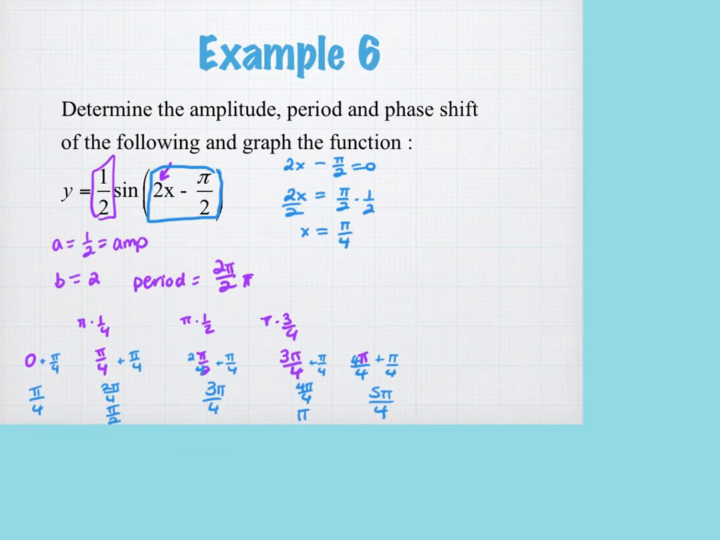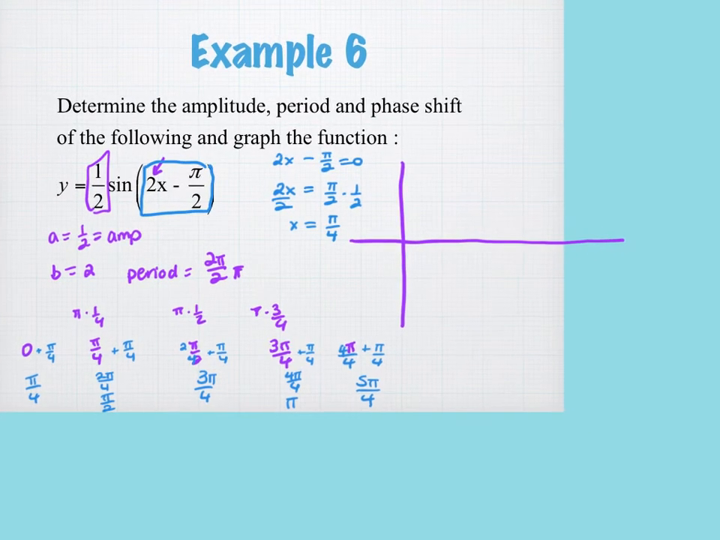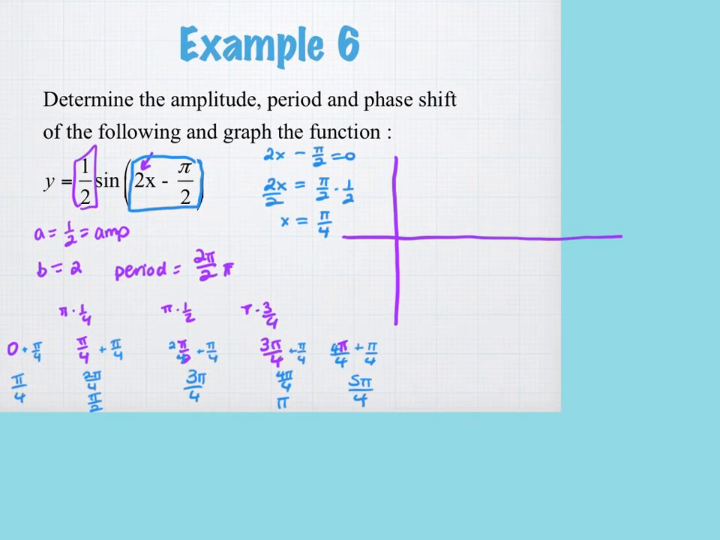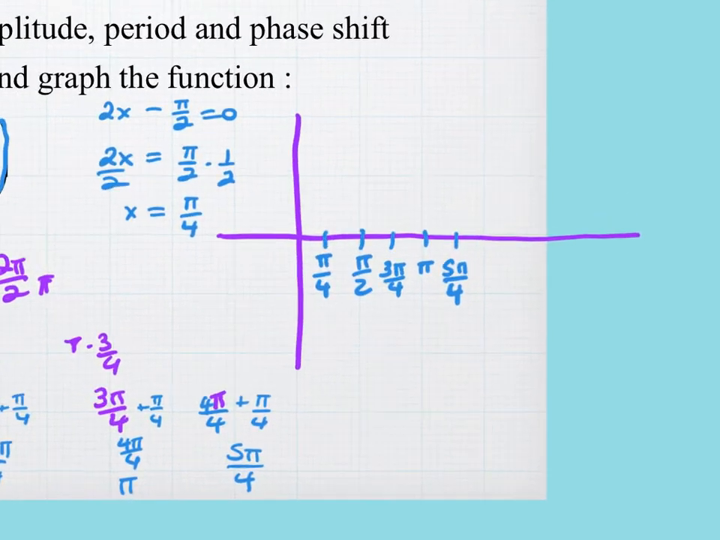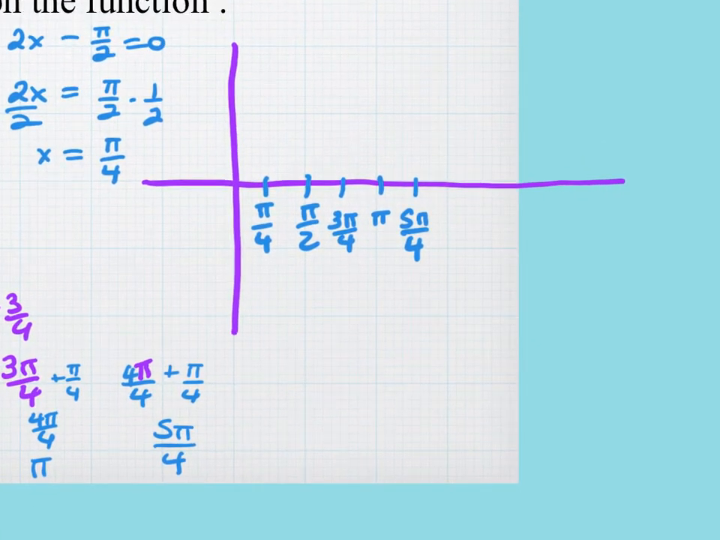Now I want to graph them. They are all positive this time, and it's shifted to the right of the x-axis. Again, my amplitude is only 1/2, so I don't have to go very far. I'm going to start with pi over 4, then pi over 2, then 3 pi over 4, then pi, then 5 pi over 4. You should have 5 key points on your x-axis. If this is 1 and -1, my amplitude is halfway.